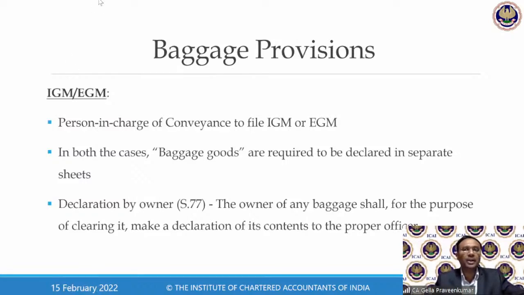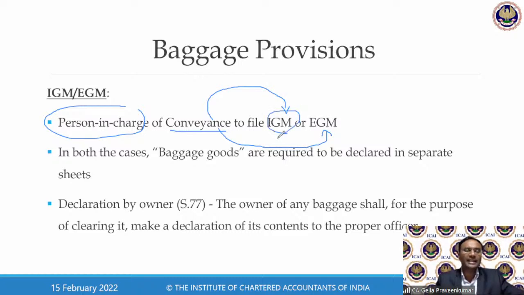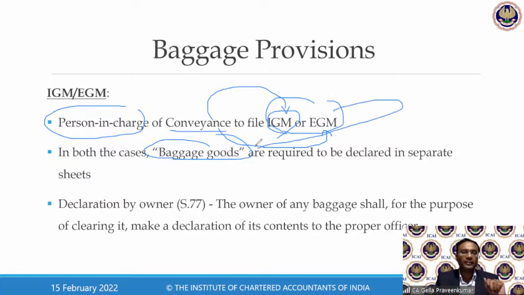Now, there is a person called the person in charge of a conveyance. This particular person in charge has to file the import general manifest. He has to file the export general manifest. This IGM is a list of goods which are being imported into India. EGM is a list of goods being taken out of India. So what is happening here? In both cases, this IGM or EGM includes baggage goods. So this IGM or EGM has to have a reference to baggage goods.